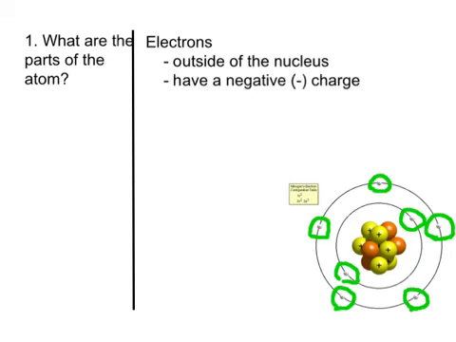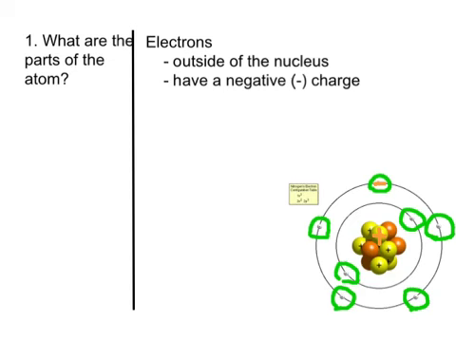Electrons, outside the nucleus, have a negative charge. So we see that there are 2 different charges in an atom. We have a negative charge on the outside and positive charges in the middle. We are going to soon find out that the number of positive charges in the middle must equal the number of negative charges on the outside in order to make what we call a neutral atom. If there are unequal positive and negative charges, it's actually not an atom. It's what we call an ion. So we must have an equal amount of positive protons in the middle and negative electrons on the outside.